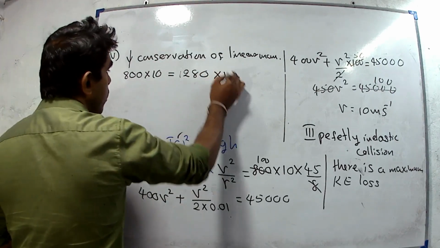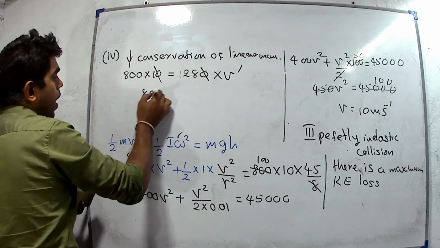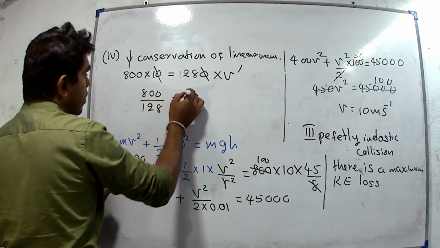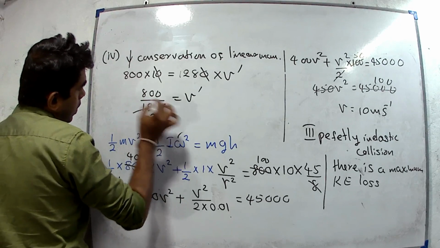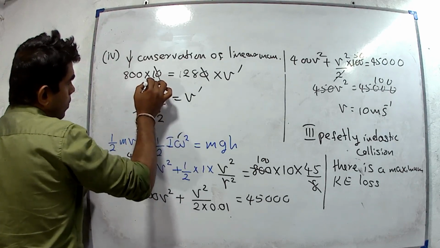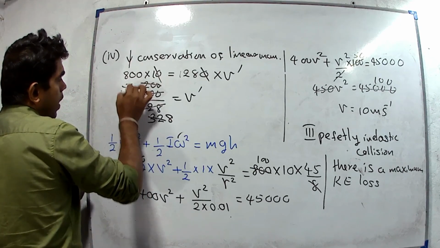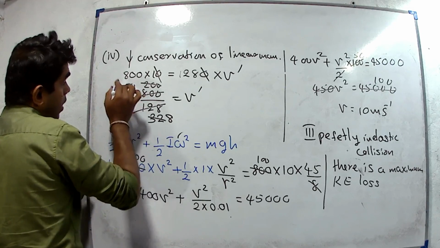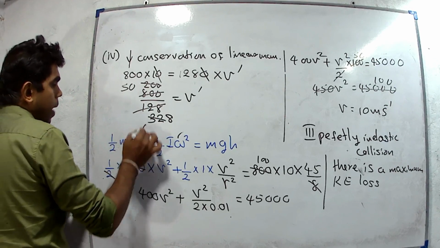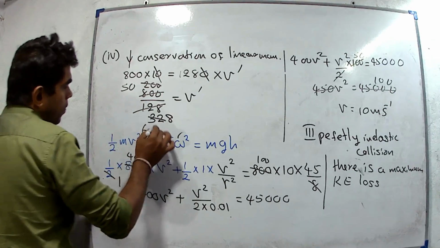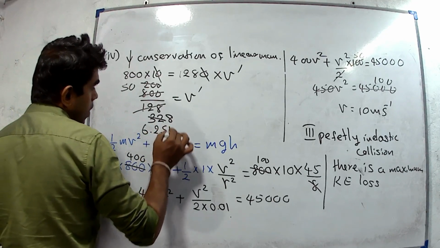We have to find the final velocity. I will consider it as V dash. We can simplify it. 800 divided by 128. Divide by 4, 32. Divide by 4, 200. Again divide by 4, 8. Divide by 4, 50. 50 divided by 8, 6. 48. 2 remaining. 20 divided by 8, 2. 4 remaining. 40 divided by 8, 5 meters per second.